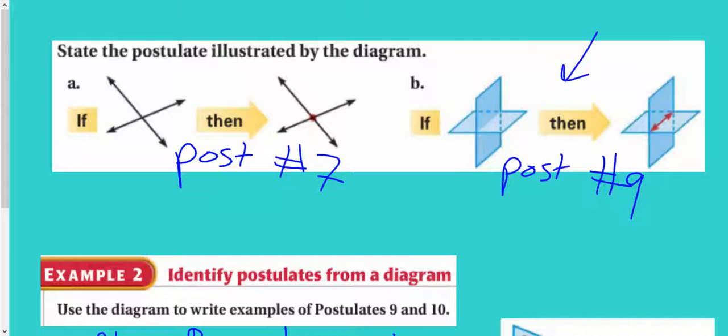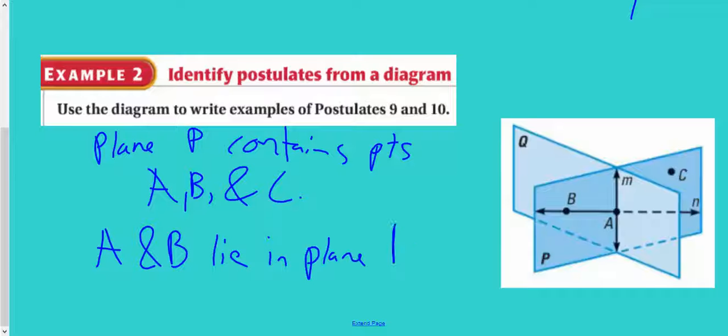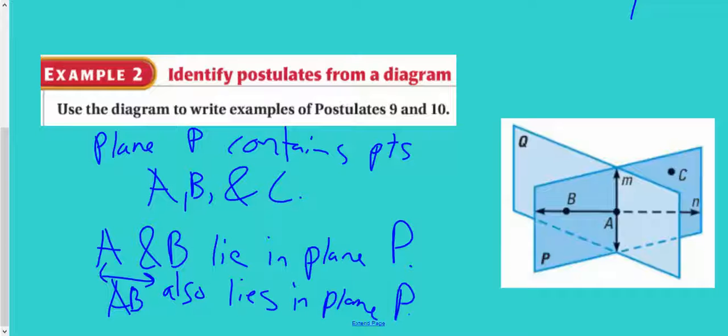Okay, so we've got to find the line in a plane. So let's see. A and B lie in plane P. Line AB also lies in plane P. So there you go. That's postulate number 10.